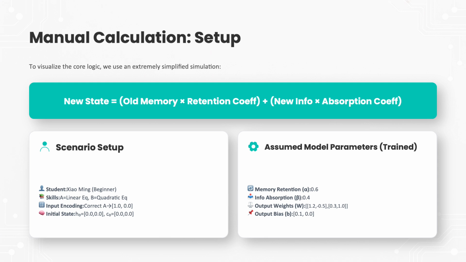Now, let's get our hands dirty. We're going to simulate a simplified DKT calculation. We have our student Xiao Ming learning skills A and B. We've simplified the input encoding and model parameters for clarity. Think of the memory retention coefficient, alpha, as how much old memory we keep, and the new information absorption coefficient, beta, as how much new information we add. We start with zero knowledge, so our initial states are all zeros.